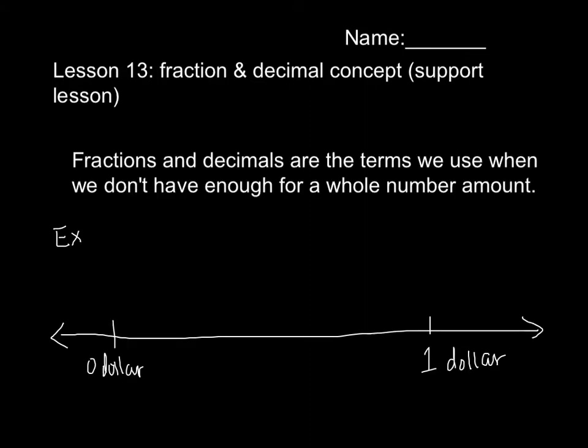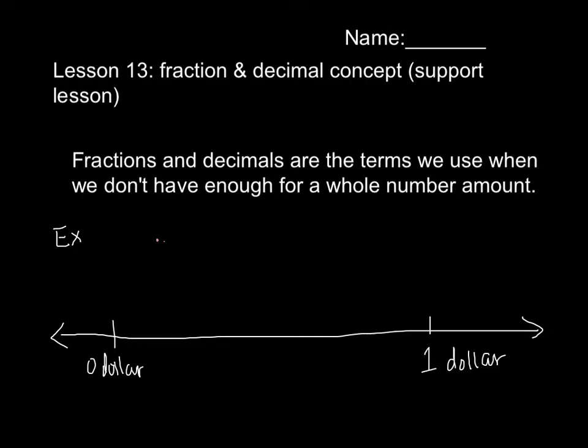Fractions and decimals are the terms that we use when we don't have enough for a whole number amount. Think of it in terms of money, because you guys are very good at using fractions and decimals in real life, because money is all about that. Any coins you have is a decimal amount of a dollar, a decimal amount of money, or a fraction of a dollar. So let's use that to help you tie into what fractions and decimals are.